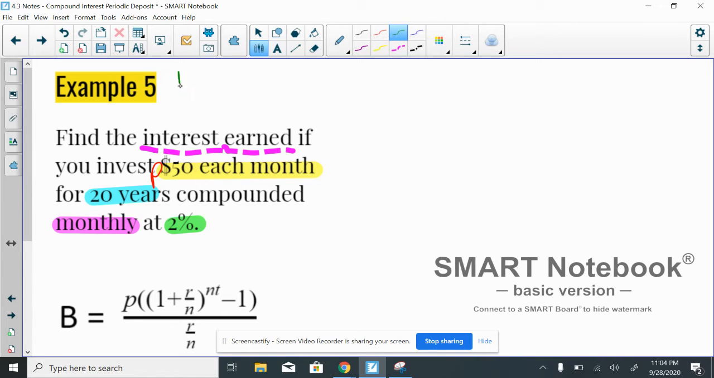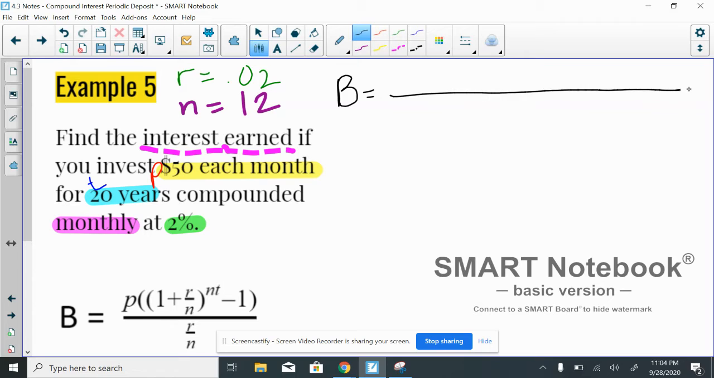You guys, you can go ahead and go to Desmos or your calculator. 2% divided by 100, or 2 divided by 100, is going to be 0.02. The N value here, monthly, if something happens monthly, that would be 12 times a year. And my time value on this one is going to be 20 years. Now, the good news is you're still plugging into the same formula with the balance. So I'm going to quickly set that up because we just did 4 examples like this.